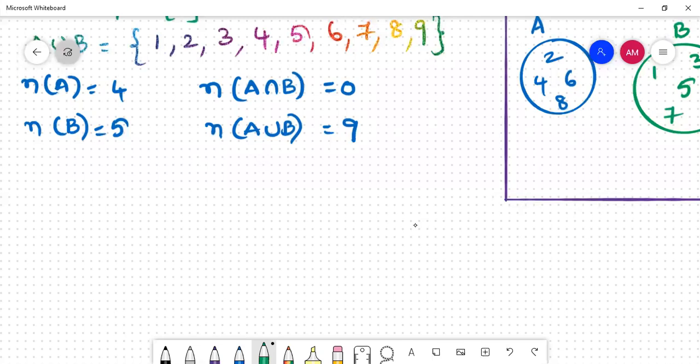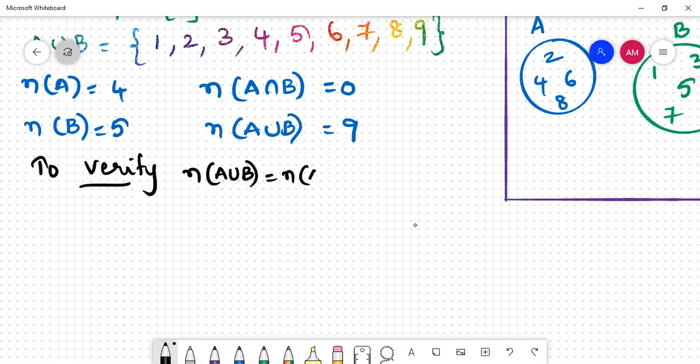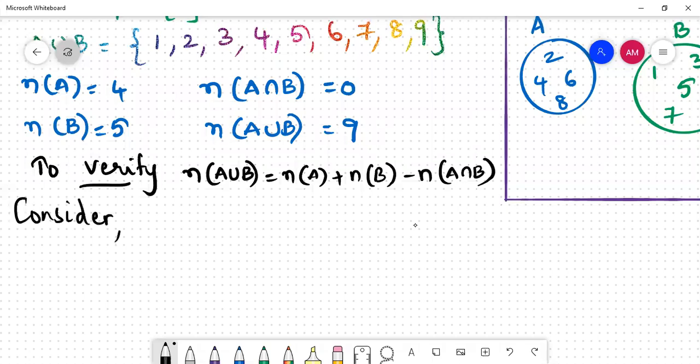Okay. Next, what we have to do? We have to verify. So to verify, let us take the heading: to verify, n of A union B is equal to n of A plus n of B minus n of A intersection B. Okay? So what we have to take, ma'am? Give response. What we have to consider. Left hand side we have to take.